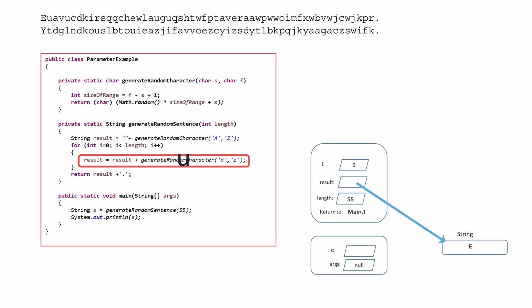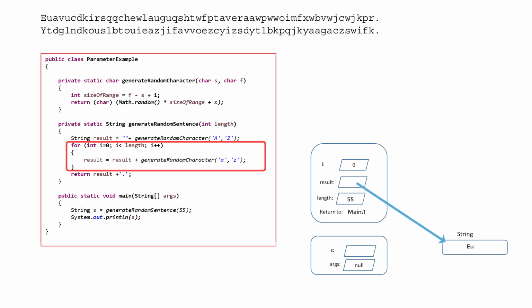Now this statement is going to take that lowercase u and concatenate it onto the end of the string that result is referencing. So that string is going to become capital EU, and it's going to make result point at that new string. Now that loop is going to happen 55 times. So 55 times we're going to generate a random character and concatenate it onto the end of the string and make result point at that new string.